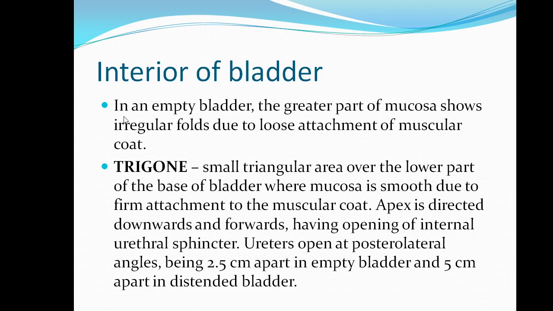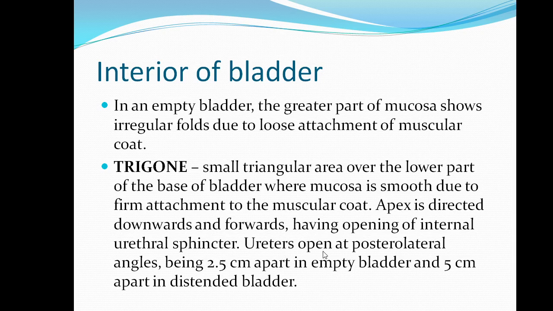The interior of the urinary bladder: in an empty bladder, the greater part of the mucosa shows irregular folds due to the loose attachment of the muscular coat. Trigone: this is a small triangular area over the lower part of the base of the bladder where the mucosa is smooth due to the firm attachment to the muscular coat. The apex is directed downwards and forwards, having the opening of the internal urethral sphincter.